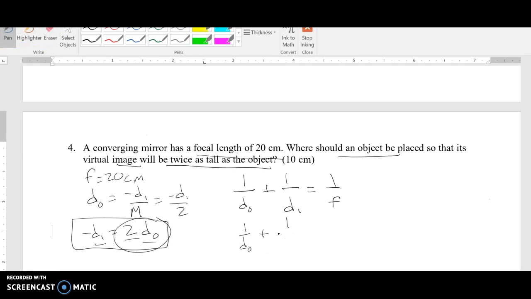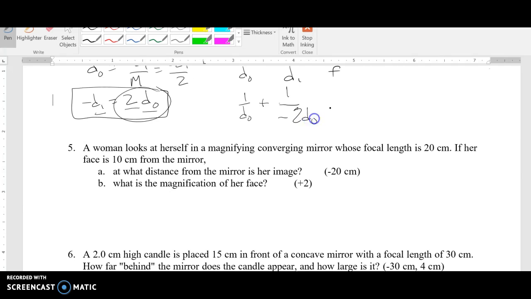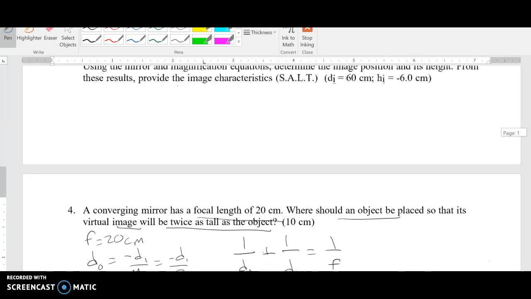over negative 2DO equals 1 over 20 centimeters. So do your algebra at this point, and things get a little more straightforward.